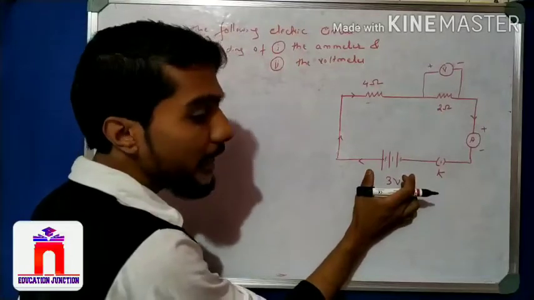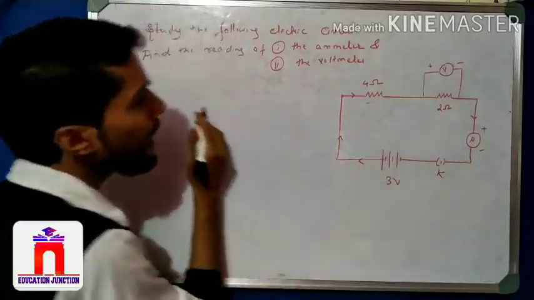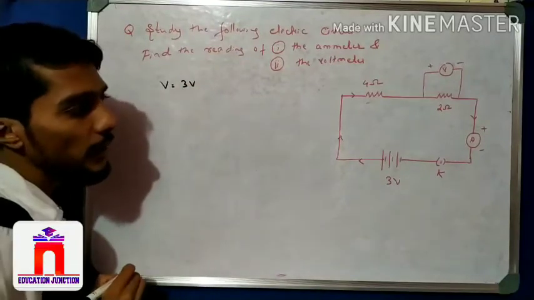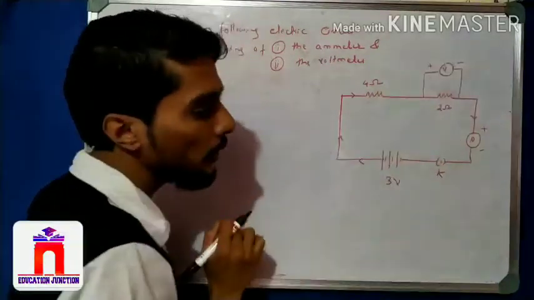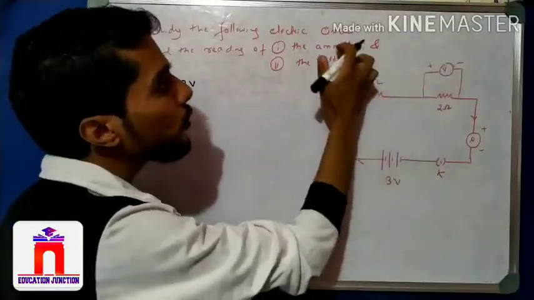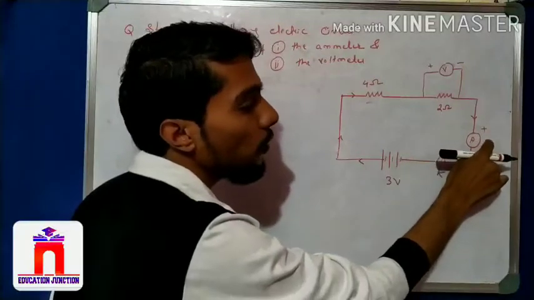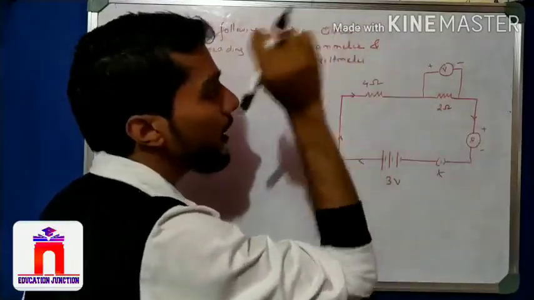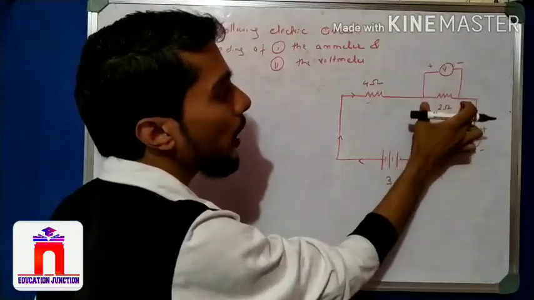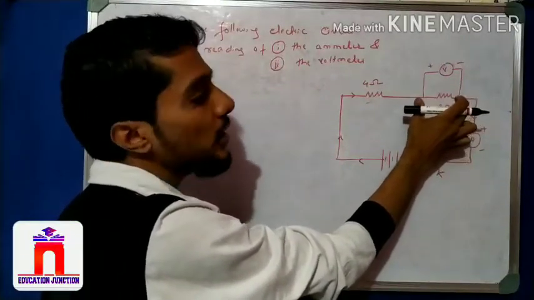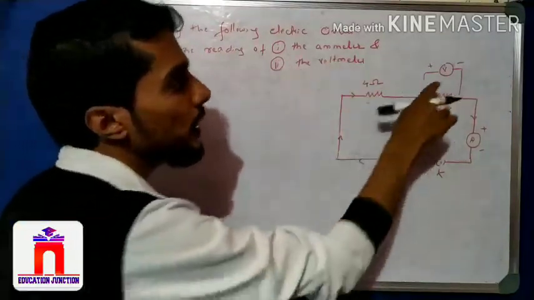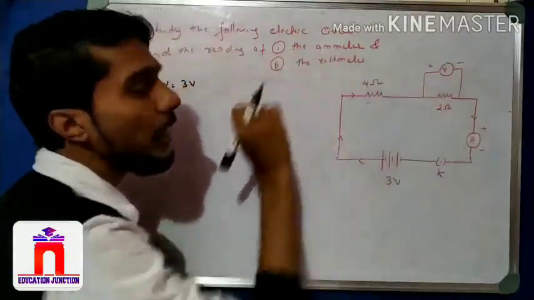A battery is given, 3 volt. So V given is 3 volt. A 3 volt battery is given, and then an ammeter and a voltmeter are given. Whenever we apply a potential difference, current flows in the circuit. The ammeter reading we have to find: how much current flows, that is the ammeter reading. And next, when we apply the potential difference, how much potential difference is across the 2 ohm resistance, you have to calculate, that is the voltmeter reading.